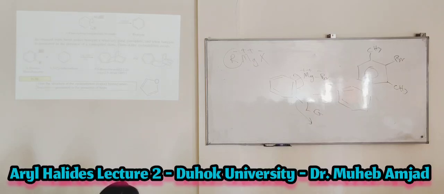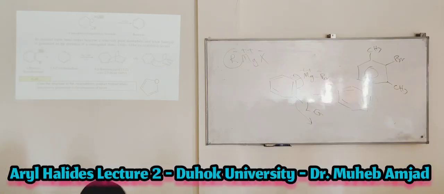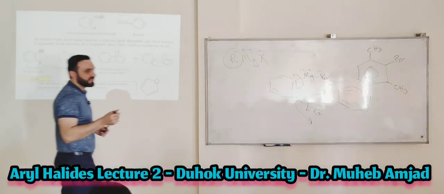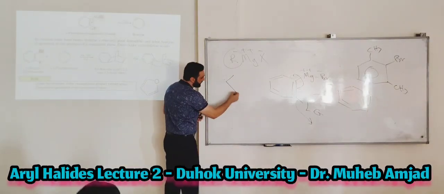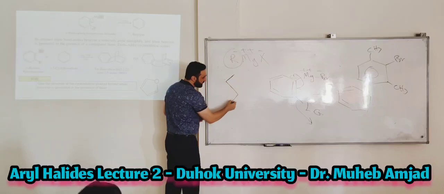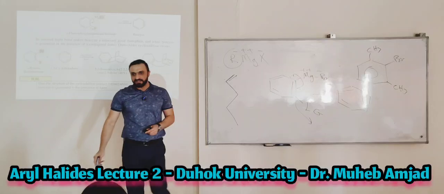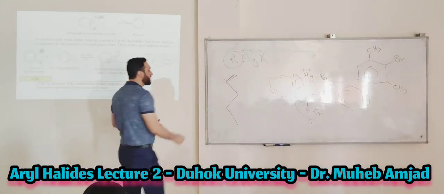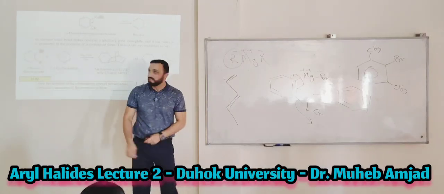Now, benzyne, we said, is an active intermediate, and it will react with the dienophile. What does dienophile mean? What does diene mean? If you have methane, ethane, propane, butane, pentane, and then pentene, an alkene. If you have two double bonds, it is a diene. This is the meaning of diene.